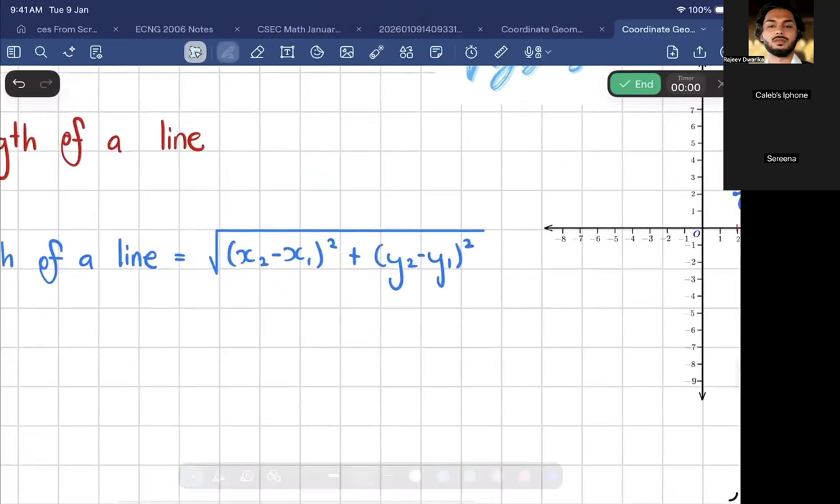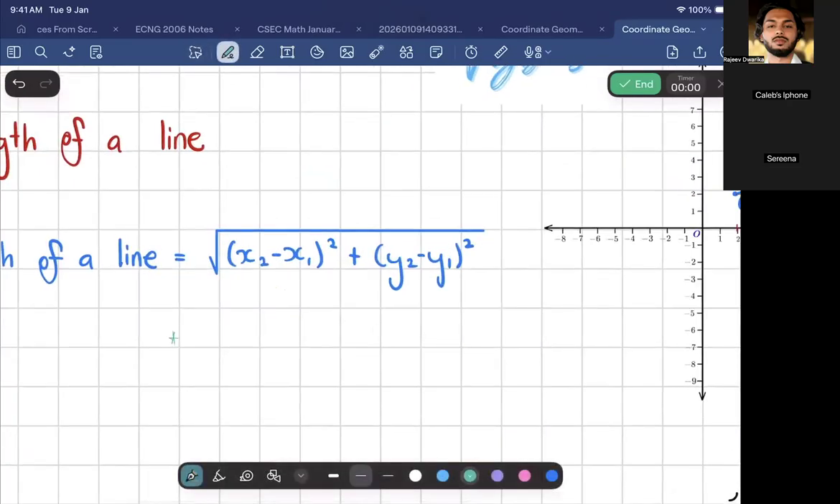And I'll make a little note here. This comes from Pythagoras' theorem.